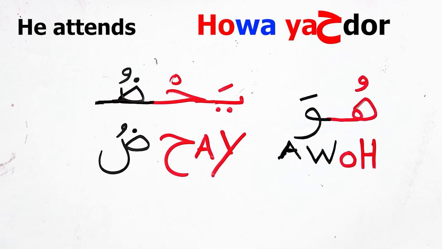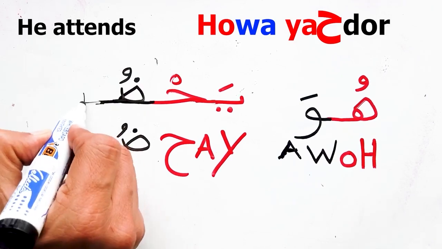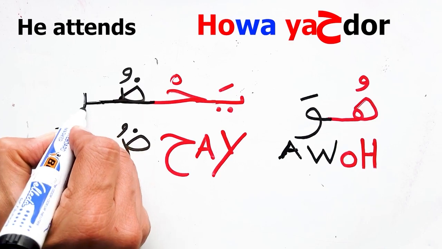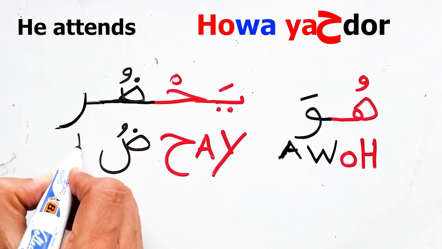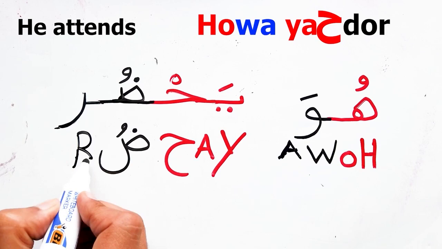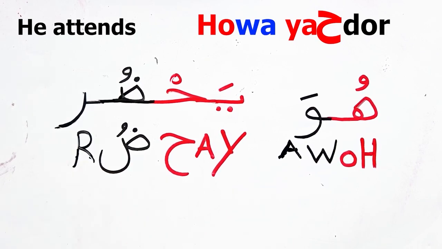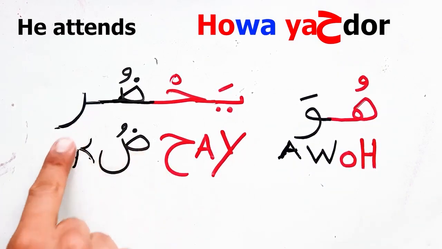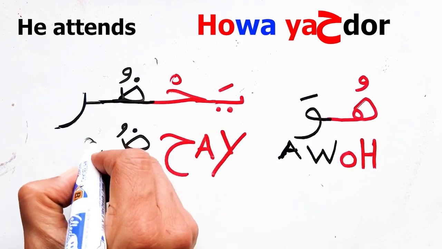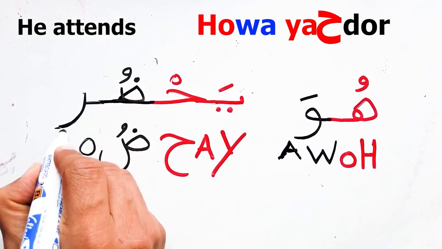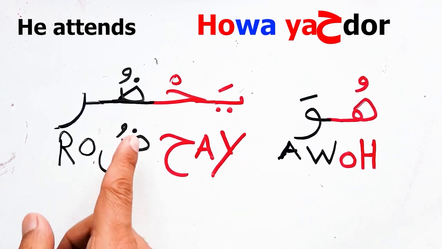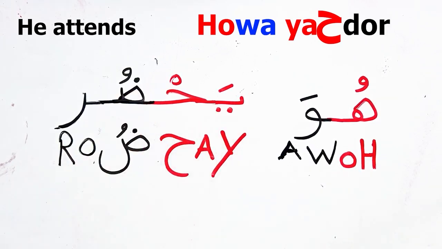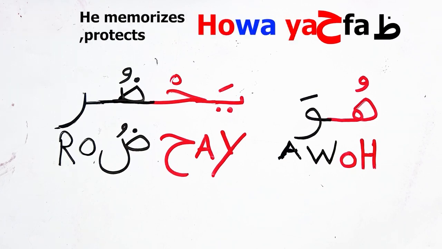The sound of R, which is ra in English. Sorry, I forgot to add here because we have dhamma. Must have this O. Then let's add the R. هو يحضر.